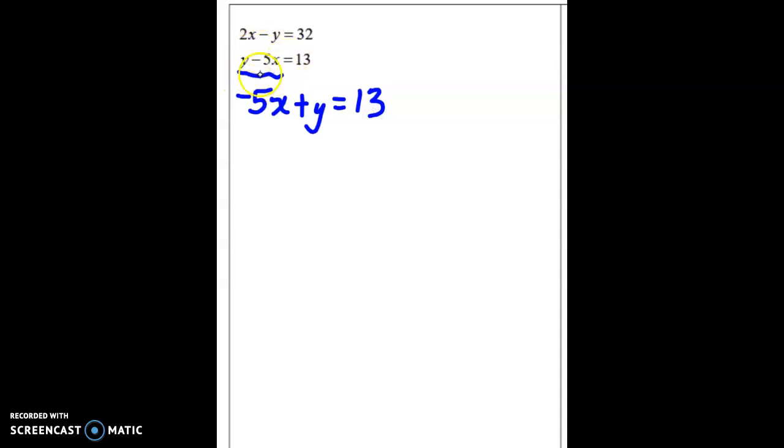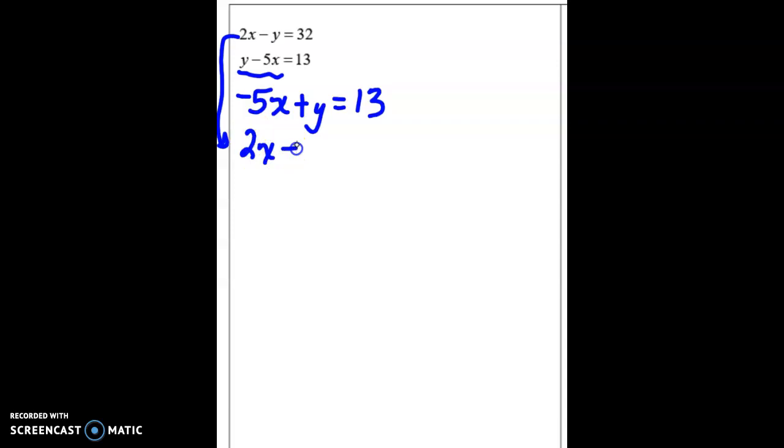Now again, I didn't move anything to the other side. I just rearranged things on the same side. So the signs did not change. Hold on one second. I'm just going to rewrite this other equation from above, just so they stack on top of each other.